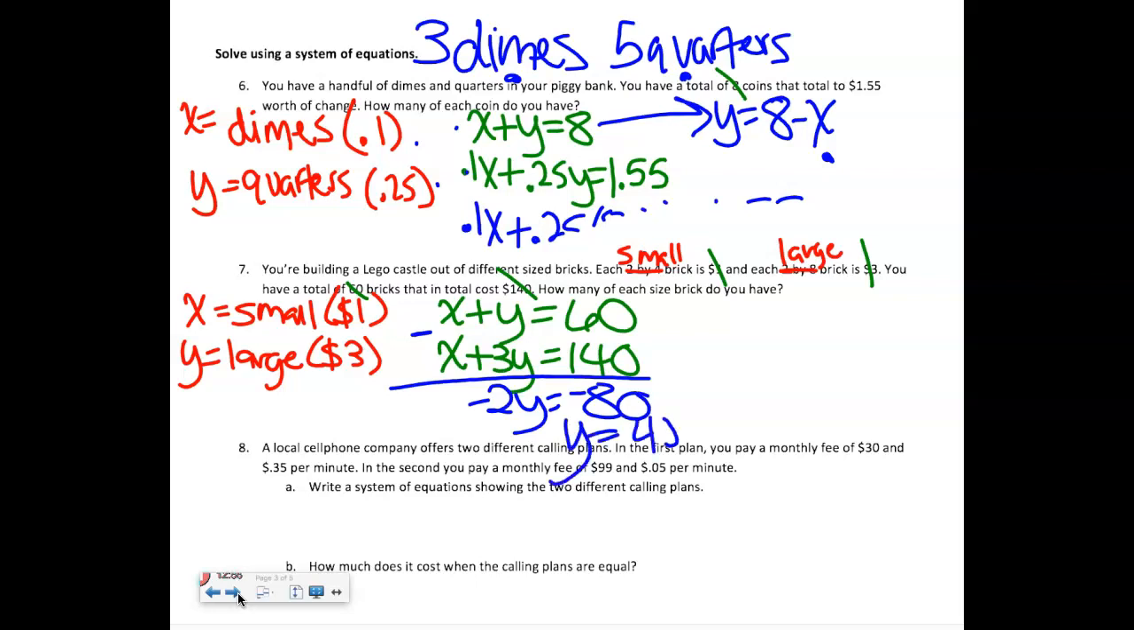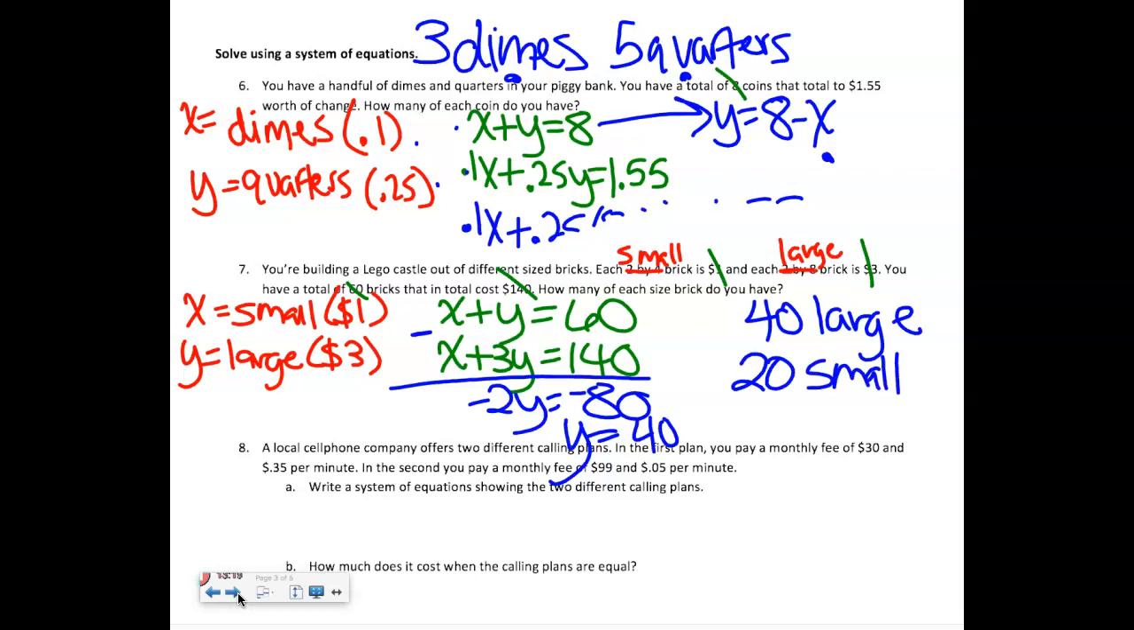Now, does our answer make sense? Can you have 40 Legos? Yes, that makes sense. So reminder, y represents our large, so I'm going to say 40 large. And then reminder, all together we had 60 Legos, so that means all together, to get 60, our other one has to be 20. So I'm going to have 20 small Legos.